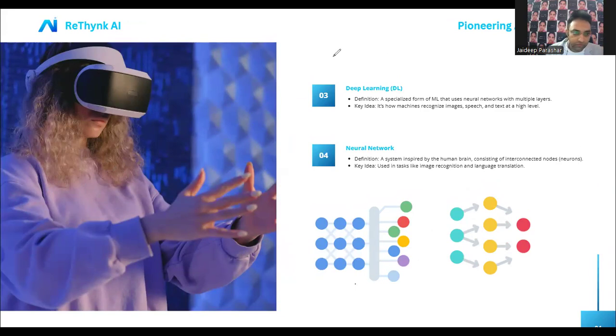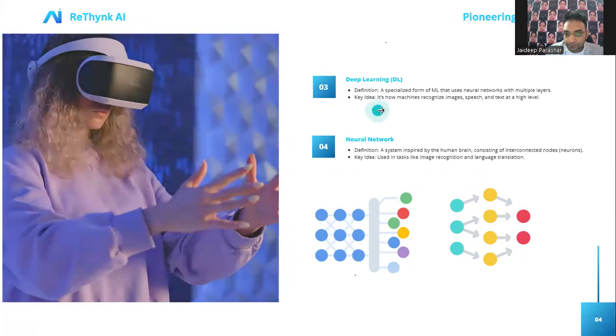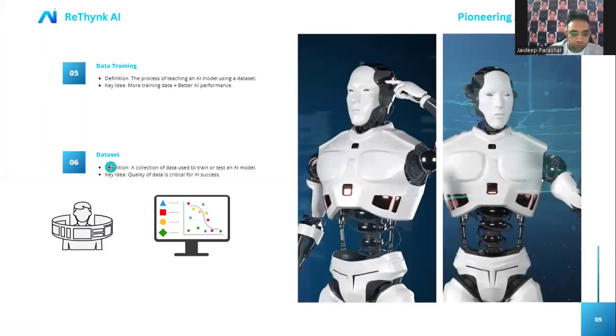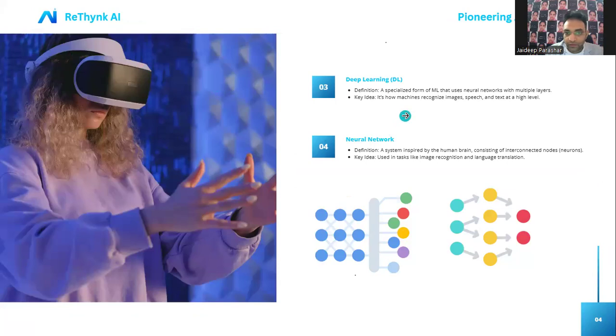What is deep learning and what is a neural network? Deep learning is a subset, a specialized form of machine learning, where we use neural networks. What are neural networks? The human brain has different cells, and these cells are connected with each other with the help of neurons. That's why we call it a neural structure.